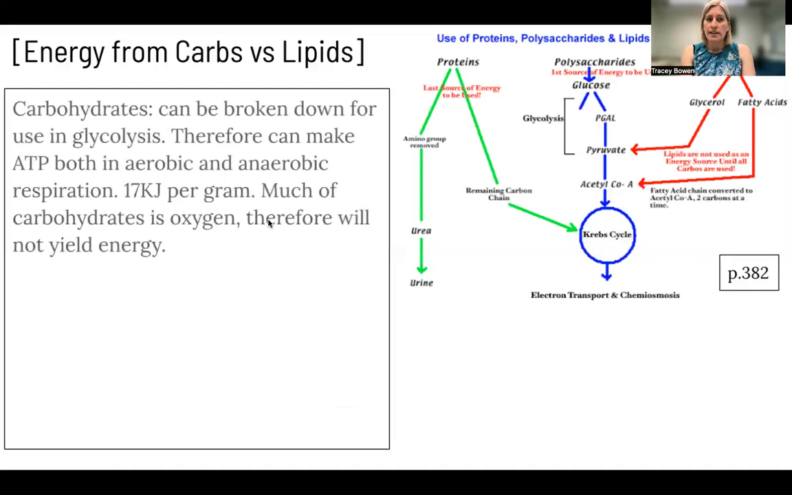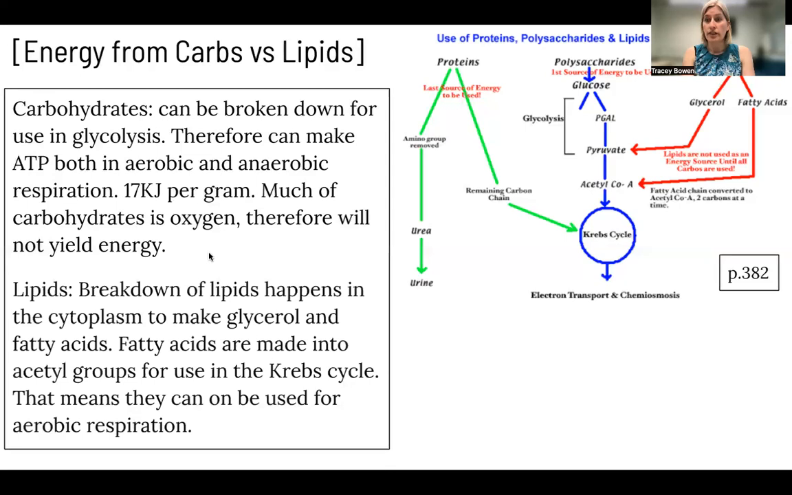So lastly, carbohydrates can be used to generate energy in the Krebs cycle, and they can be used aerobically or anaerobically. Glucose is a carbohydrate, and it's going to break down into pyruvate, so that's glycolysis, but then it can also go into the Krebs cycle. When we're thinking about carbohydrates, we have about 17 kilojoules of energy per gram of carbohydrate. Much of carbohydrates is oxygen, and that oxygen will not yield energy in the form of ATP.